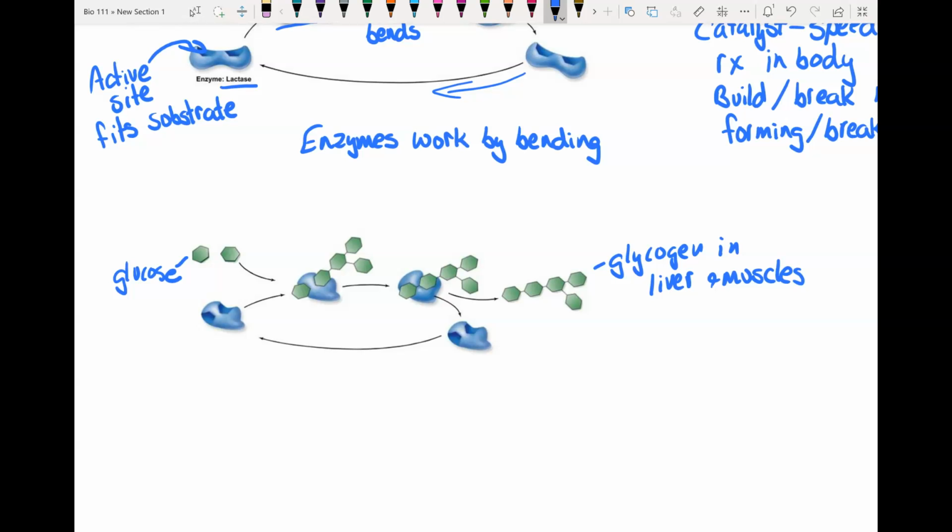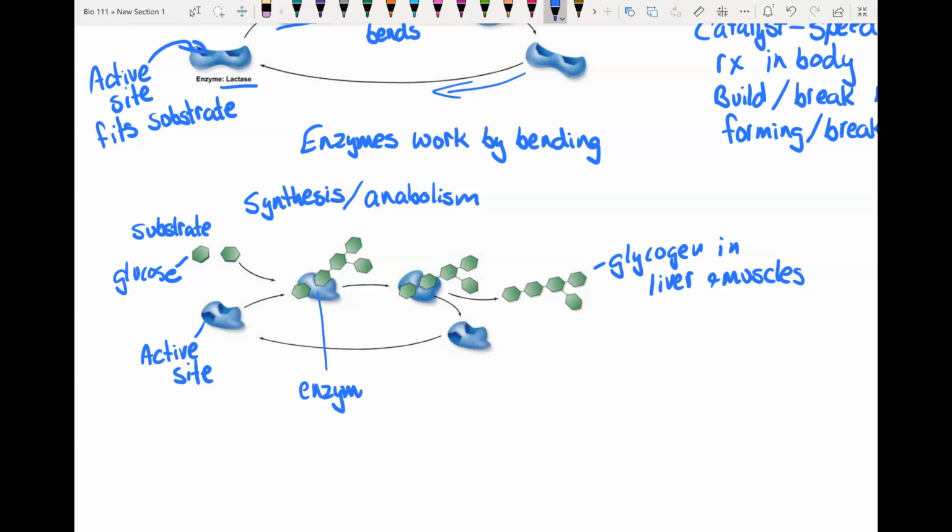So here you can see the glycogen is just several glucose molecules linked together. So this is a synthesis reaction. And when synthesis reactions occur in the body, they are called anabolism. So it's the same thing. Glucose is going to be the substrate. Notice how the glucose molecules fit into the enzyme active site. When they bind, this is called an enzyme substrate complex.